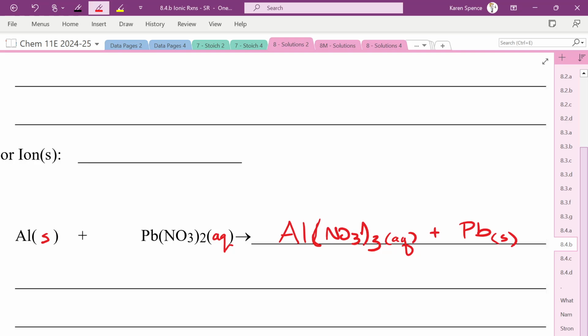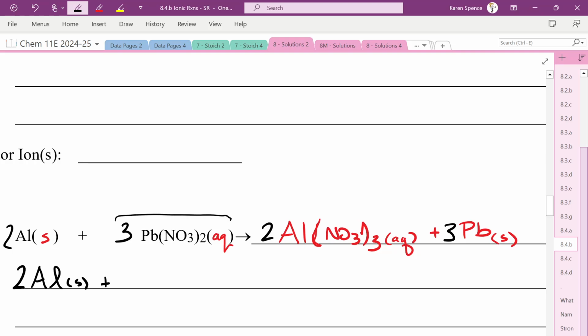And these are actually pretty straightforward when it comes to the ionic equations. We have Al, which is a solid. We have, I didn't balance it. 2 here, 3 here, 3 here, 2 here. So we got a 2. Pb(NO3)2, do we take it apart or leave it together? Together or apart? Apart. It's ionic, it is aqueous, we take it apart.